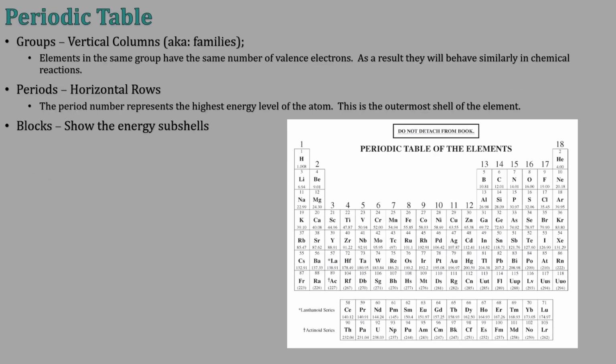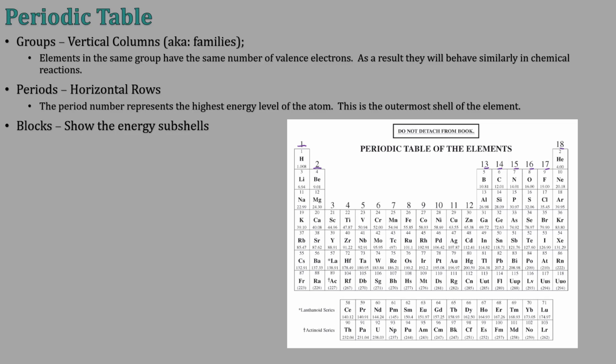All right, so really quick review over simple periodic table vocabulary. All right. The groups are vertical columns. They also are known as families. All right, and so elements in the same groups have the same number of valence electrons. So group 1 has 1 valence electron, 2 has 2, 13, 3, 14, 4, 15, 5, 16, 6, 17, 7, and 18 is 8. And because they have the same valence electrons, they behave similarly in chemical reactions.